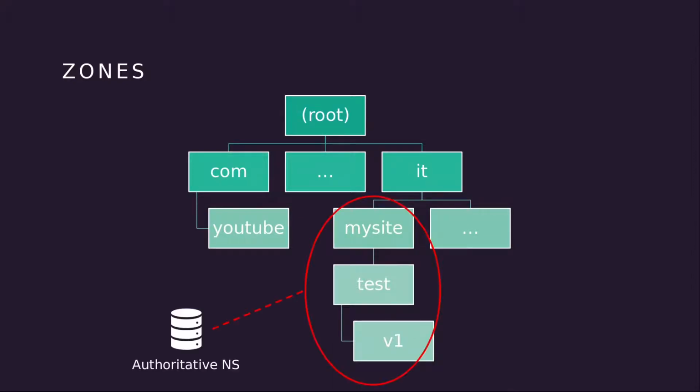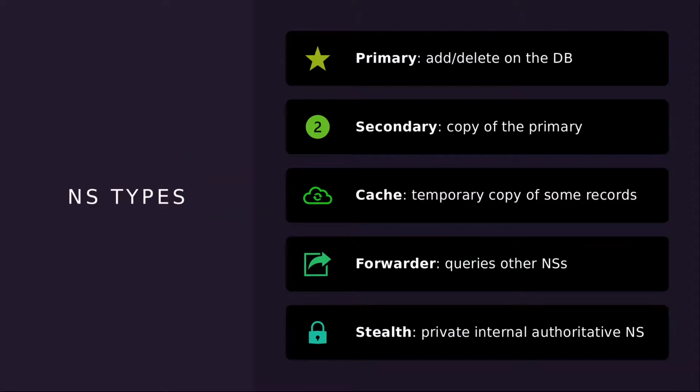So another nice thing is this concept of authoritative name server, which is a special kind of server that holds administrative information about a specific zone. Okay. What are generally the types of name servers? So there is the primary one. A primary name server has the capability to write records. Okay. The secondary is just a replica.